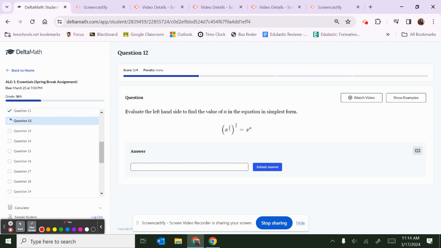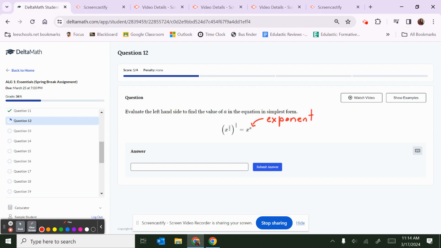All right. So, question number 12 says we need to evaluate the left hand side to find the value of A in the equation in simplest form. So, we need to try to find the value of A. A is the exponent of this equation. So, I need to try to utilize various exponential rules to find what this exponent will be for A, okay?